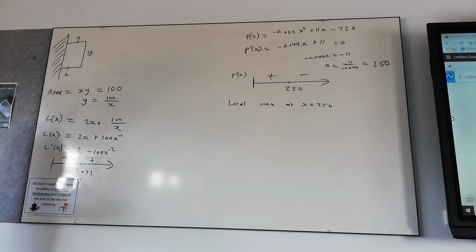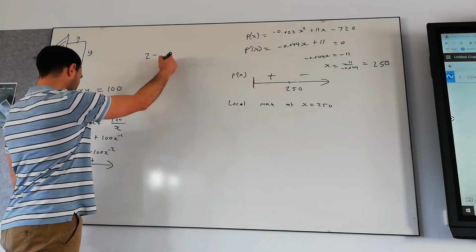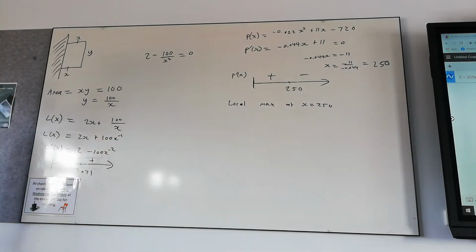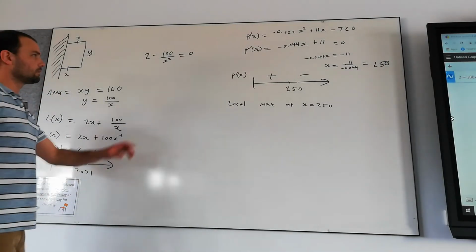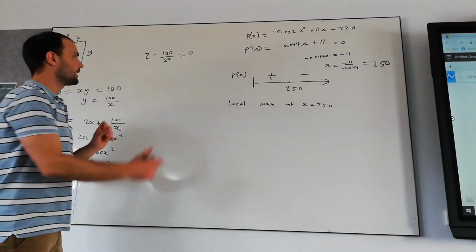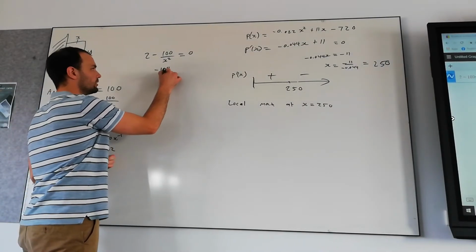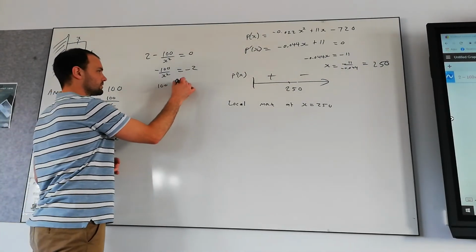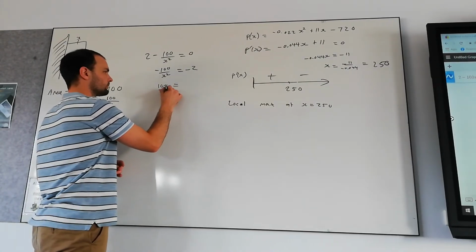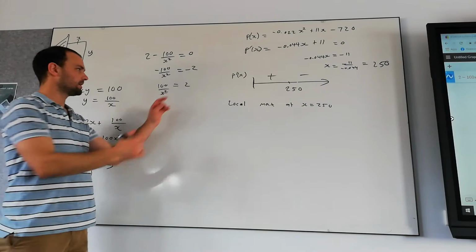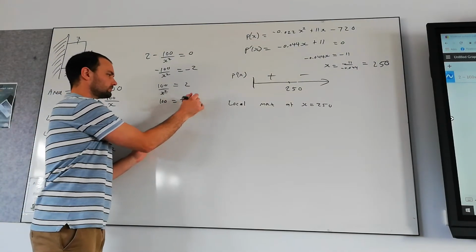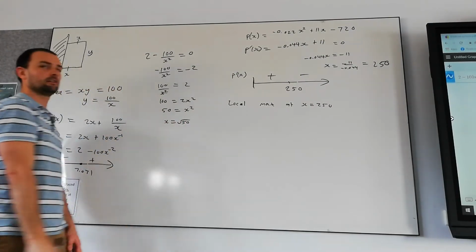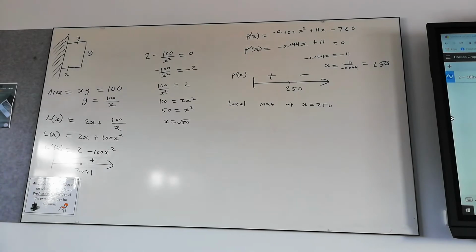Okay, let me show you how we're going to do that algebraically. What we're doing is finding when 2 take 100 on x squared equals 0. That's what we're trying to find. What I would do is move the 2 over the other side. So we're going to have minus 100 on x squared equals minus 2. We can get rid of the negative. So we've got 100 on x squared equals 2. We can move the x squared up here. So we've got 100 is 2x squared. Divide both sides by 2, and then x is the square root of 50. The square root of 50 is 7.07.